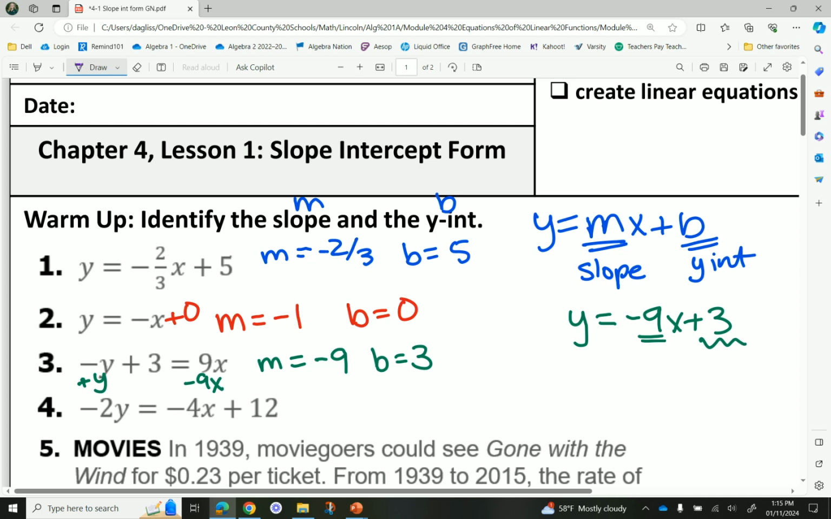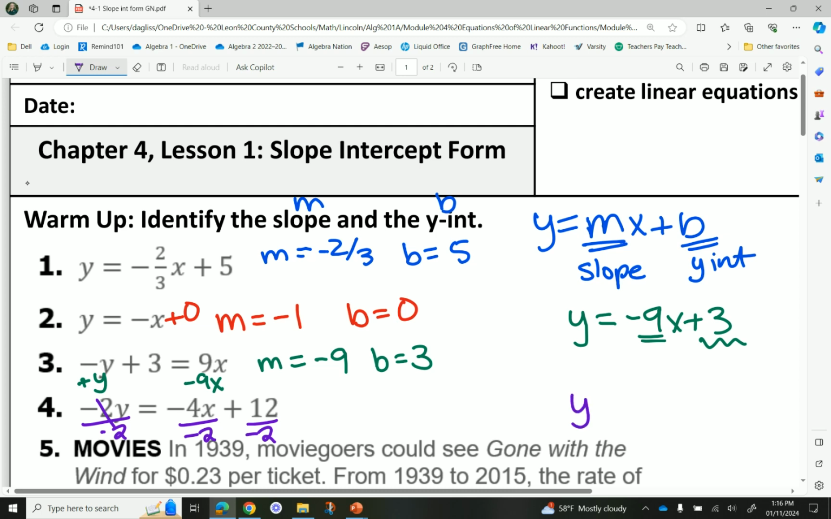Number 4 is almost nice. At least I have y on one side by itself, right? But there's still a negative 2 being multiplied to it. So how can I get rid of that negative 2? We can do the opposite of that. So when you distribute something, you multiply. So what's the opposite of that? Divide. Okay, so you're going to divide each piece by negative 2.